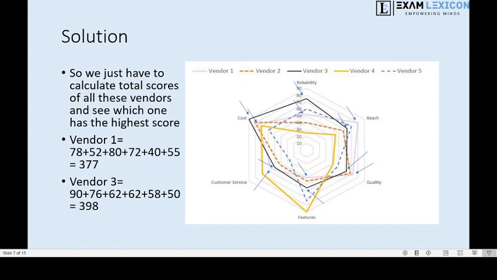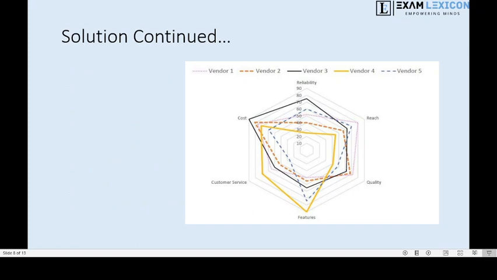Okay, I'm just erasing this and putting out the scores of vendor 1 and 3 so that it stays clear. You can see where I am pointing. So the next option is vendor 4.